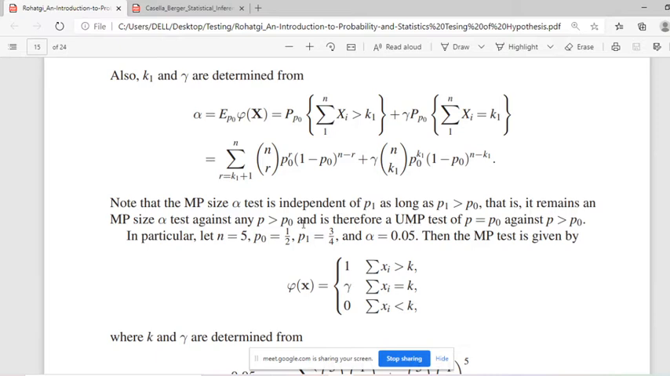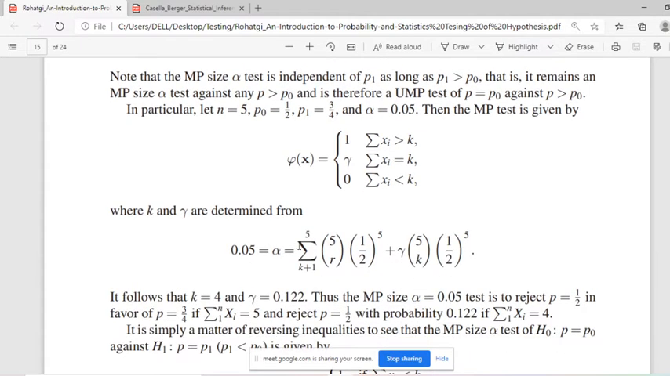Uniformly most powerful means if the test does not depend upon the parameter, then we will say that the test is uniformly most powerful. Okay, so it is a uniformly most powerful test for p equal to p naught against p greater than p naught. In this problem, they have taken a particular realization: take n is equal to 5, p naught is equal to 1 by 2, p1 equal to 3 by 4, and alpha is equal to 0.05. Then you can see that this is the most powerful test, and we can substitute the values.